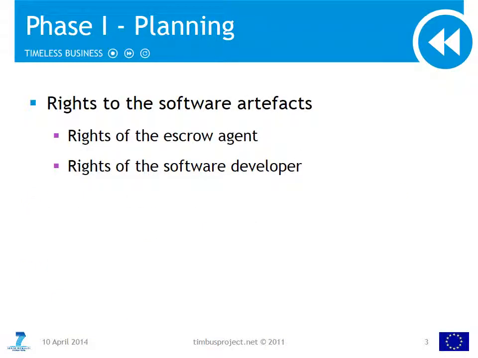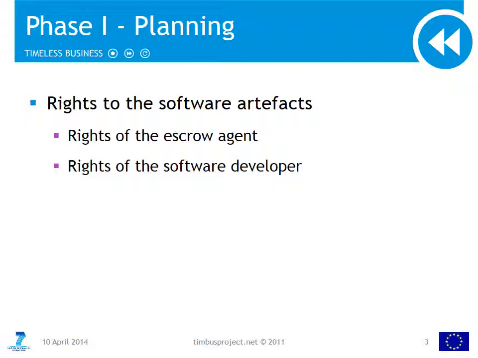It's characteristic for the planning phase that the different rights to the software artifact must be determined. It's important that the escrow agent is allowed to fulfill acts like reproduction and migration to be able to fulfill his contractually established obligations such as verification of deposited material. Hence, the transfer of rights to the escrow agent must be aligned with his contractually established obligations.